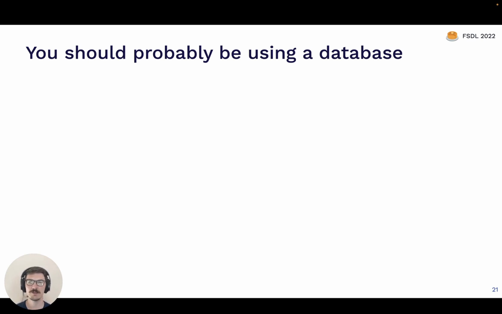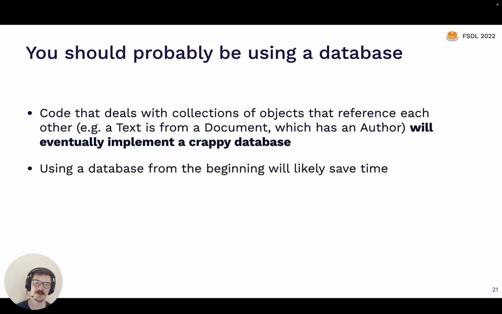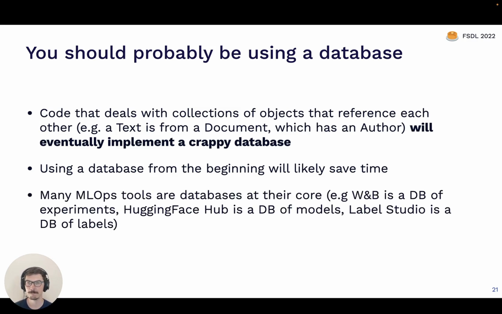And I want to stress that you should probably be using a database. Most coding projects, like anything that deals with collections of objects that reference each other, like maybe you're dealing with snippets of text that come from documents and documents of authors, and maybe authors have companies or something like that. This is very common, and that code base will probably implement some kind of database, and you can save yourself time and gain performance if you just use the database from the beginning.